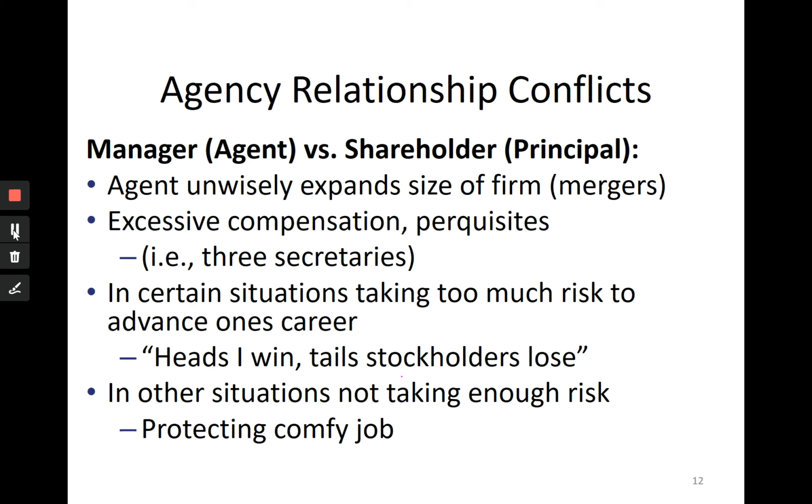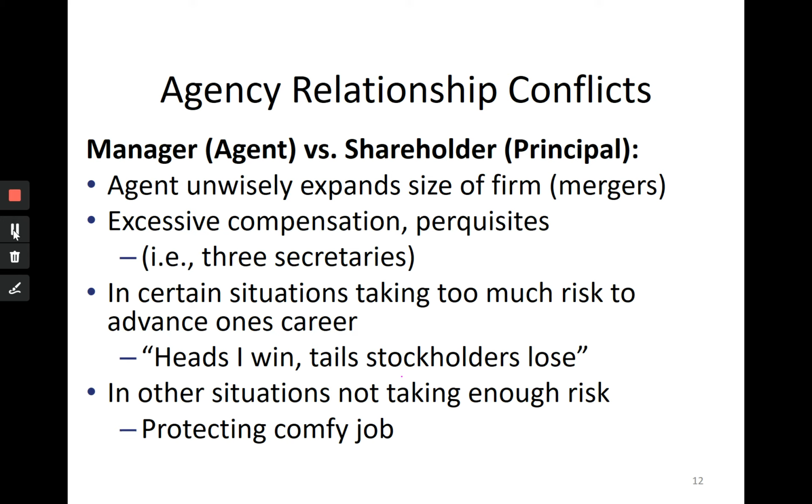The next area of conflict is compensation. Naturally, the agent prefers more compensation, more money to less money. And compensation, one component of it is salaries, wages, and of course bonuses. Another component is what we call perk consumption. And perk consumption can be explained much better with examples.